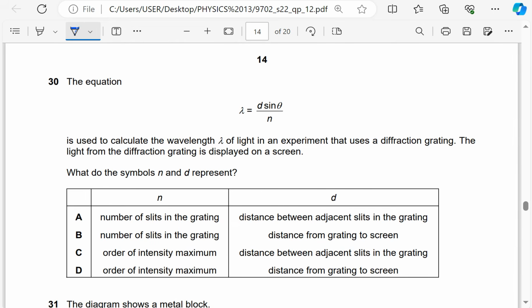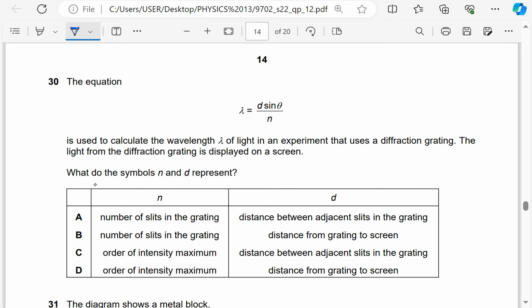The equation lambda is equal to d sine theta over n is used to calculate the wavelength of light in an experiment that uses a diffraction grating. The light from the diffraction grating is displayed on a screen. What do the symbols n and d represent? Of course, n is going to be the order of diffraction, and d is the slit separation.